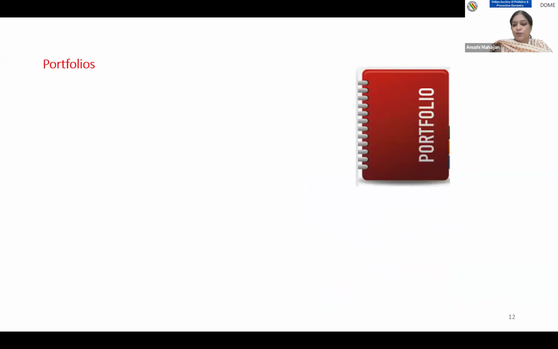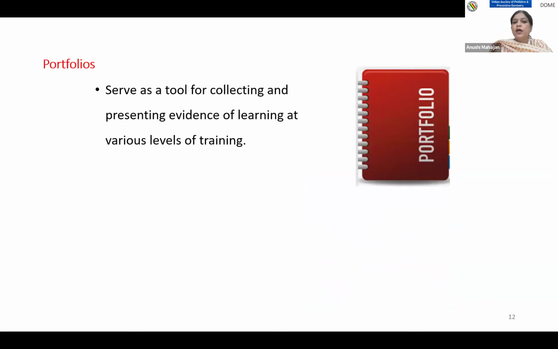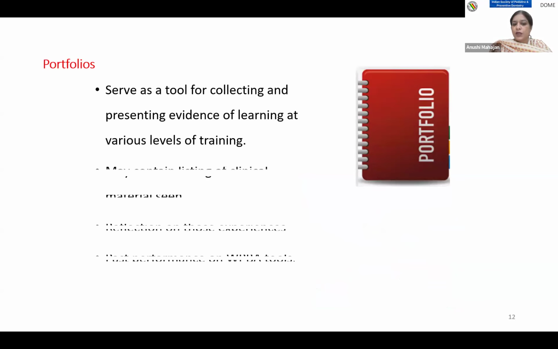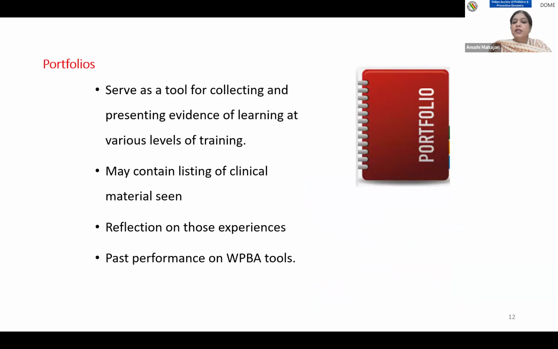Next is portfolios. Portfolios are a tool for collecting and presenting evidence of learning at various levels of training. They may contain listing of clinical material seen, reflection of those experiences, and past performances on workplace-based assessment tools.